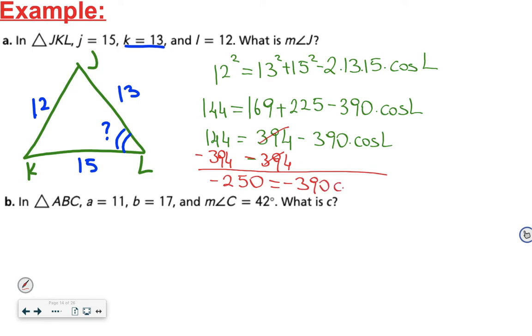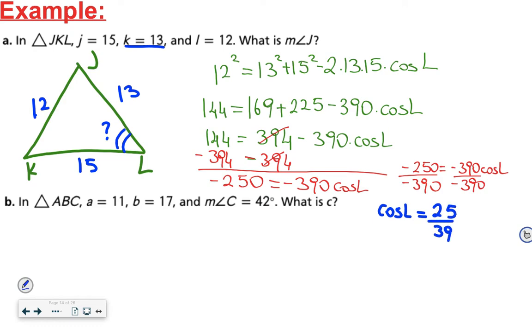Negative 250 is equal to negative 390 cosine L. To be able to find cosine L, you need to divide both sides by negative 390. Then you will get cosine L is 25/39.